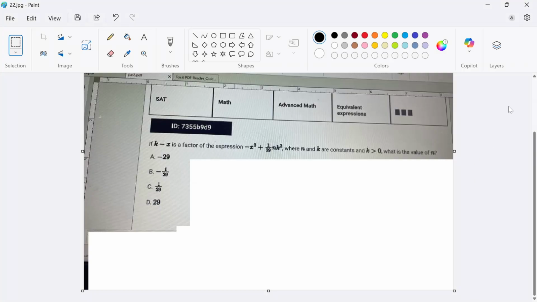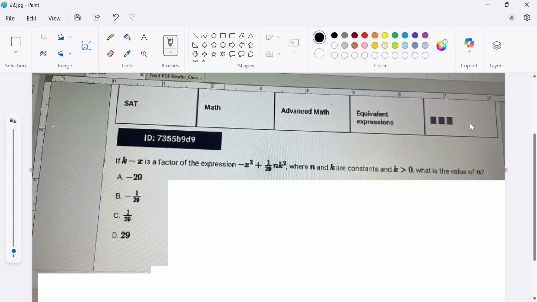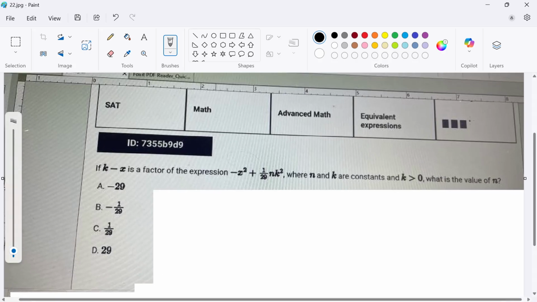Here's a digital SAT question about equivalent expressions. It says, if k minus x is a factor of the expression negative x squared plus 1/29 times n k squared, where n and k are constants and k is greater than 0, what is the value of n?